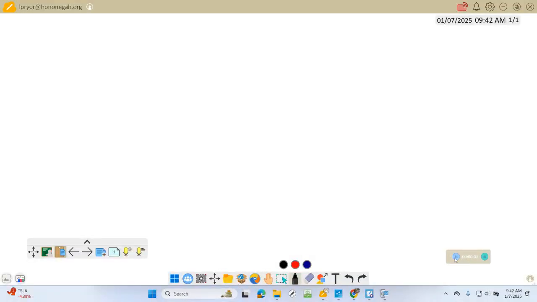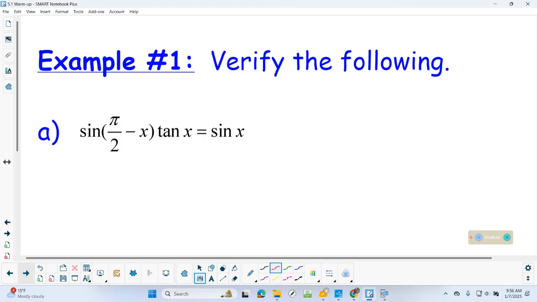Tonight, but I forgot about it. The co-function. So here we go. So this is the type of thing we're going to be getting into more and more this chapter. This is probably one of my favorite things to do.